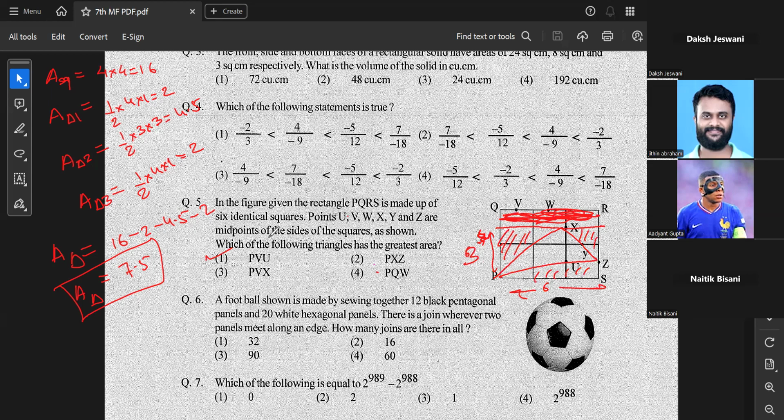Sir, I got PVU area as 9. If you took the same numbers, then some kind of calculation mistake might have happened at your end. So just verify the numbers once. Okay. Shall I proceed further?